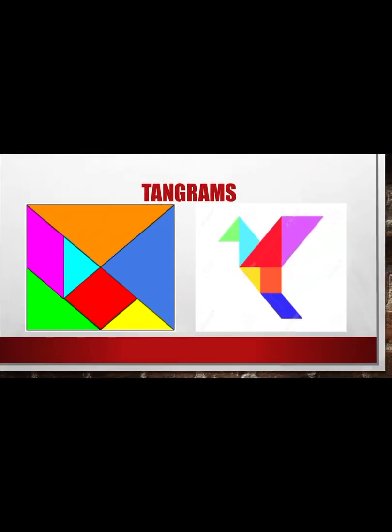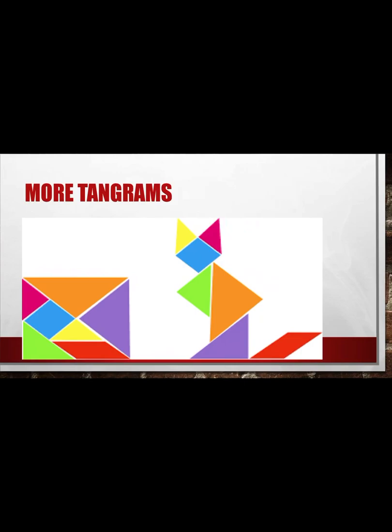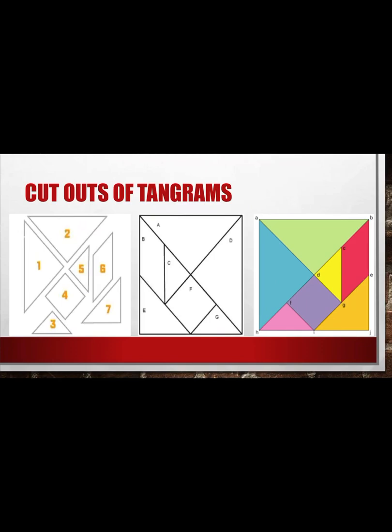Now come to tangrams. This is a Chinese drawing, and you have to draw these tangrams using the different shapes. You can draw tangrams of different types of animals and birds by these shapes. So these are some examples of tangrams. More tangrams you see. This one on the right side looks like a cat. So these are the different shapes. By using the shapes you can draw tangrams of different animals and birds.